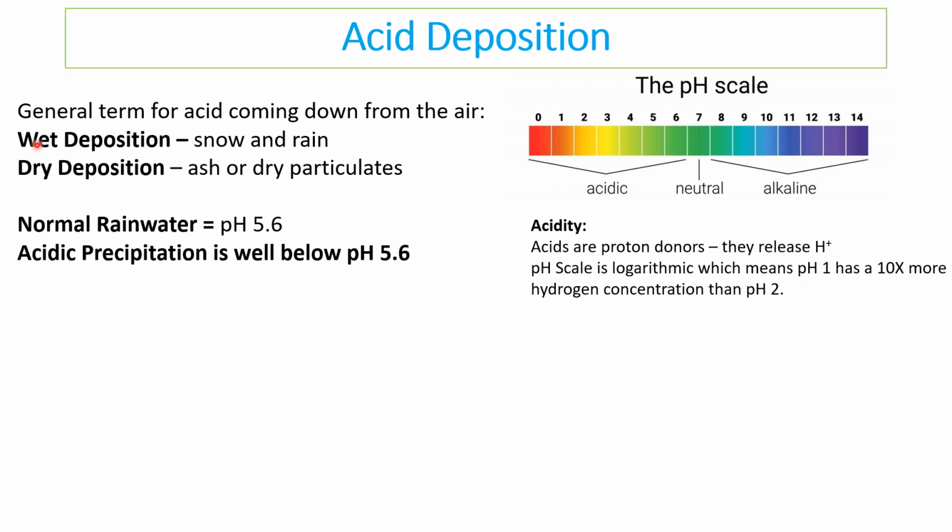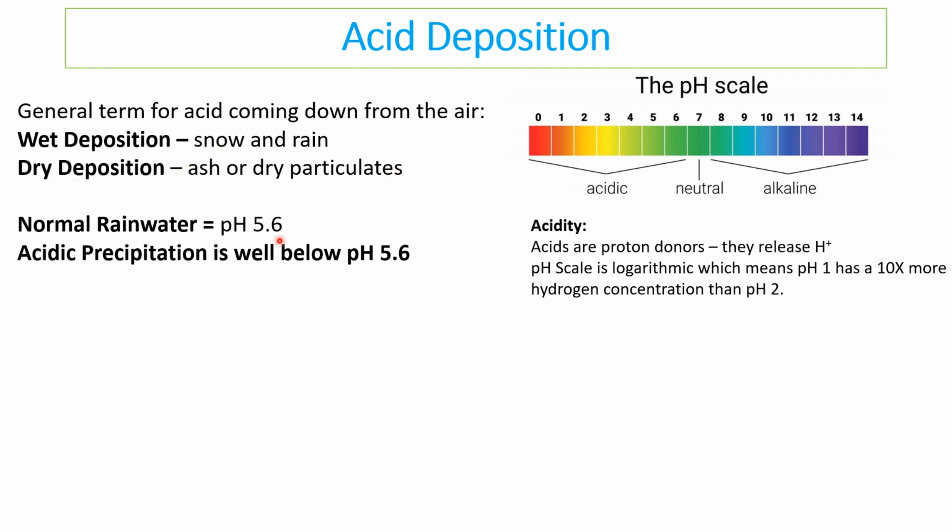Acid deposition is the term for any acid coming down to the terrestrial system from the air, and there are two forms: wet deposition, which would be snow and rain. I suppose also it could be hail as well, and dry deposition, which would be ash or dry particulates.